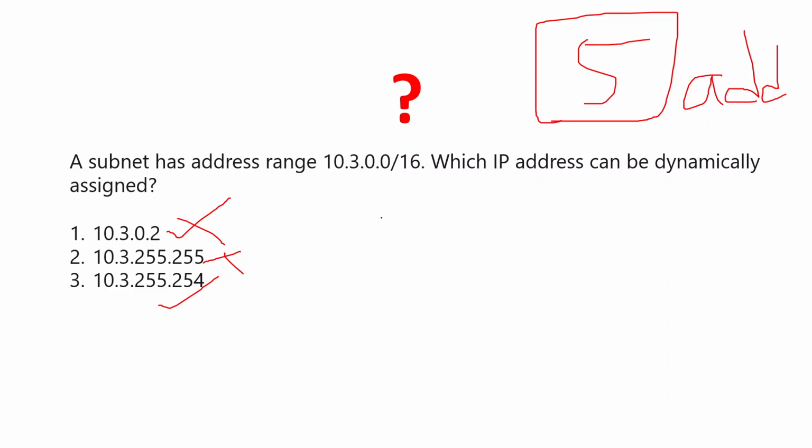Because 0, 1, 2 and 3, and the last IP 255, these IPs will be blocked. Total 5 IPs. So out of the options, what remains is 254. So the 254 IP address will be assigned.